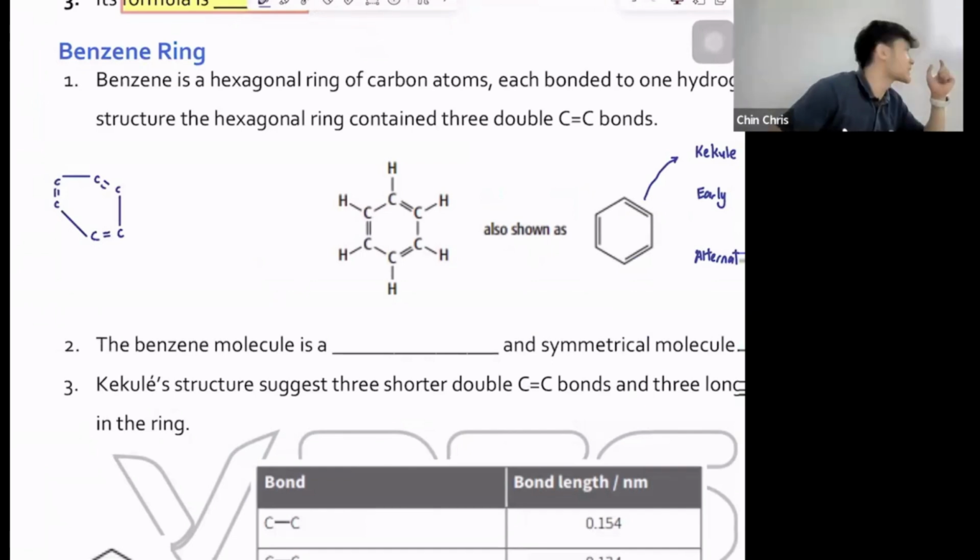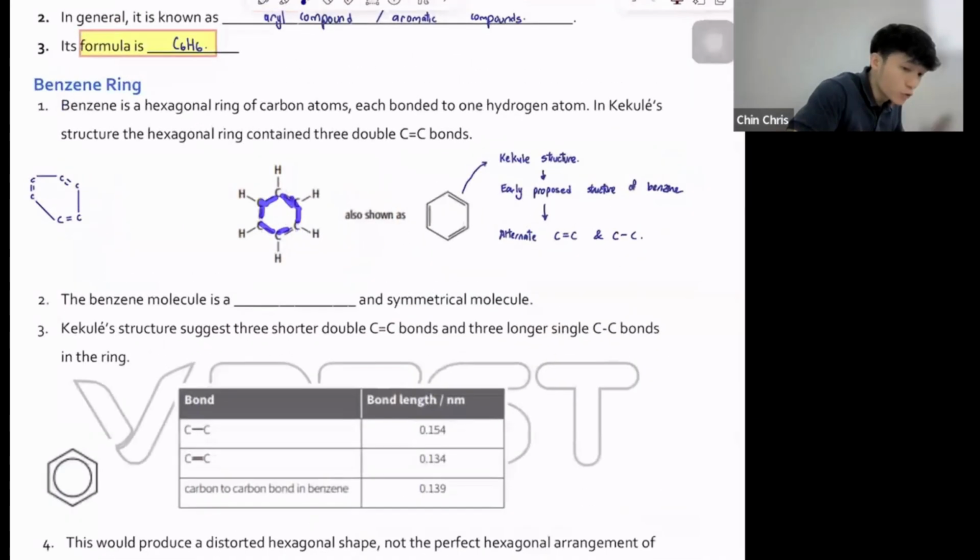However, after the discovery of the electron microscope, they put benzene under the electron microscope and looked at it, and they found that the benzene structure is a perfect hexagon. It's a perfect hexagon, which means all the bond lengths are equal. So the benzene molecule, remember, is trigonal planar and a symmetrical molecule.